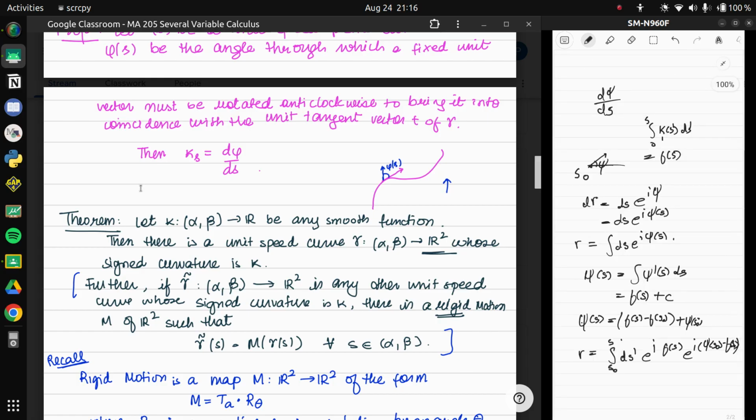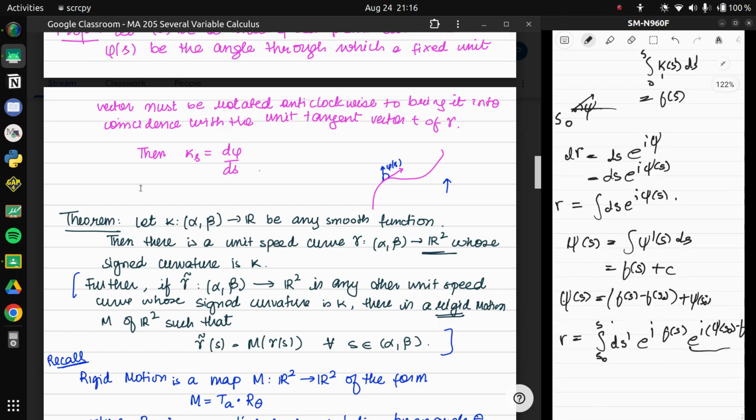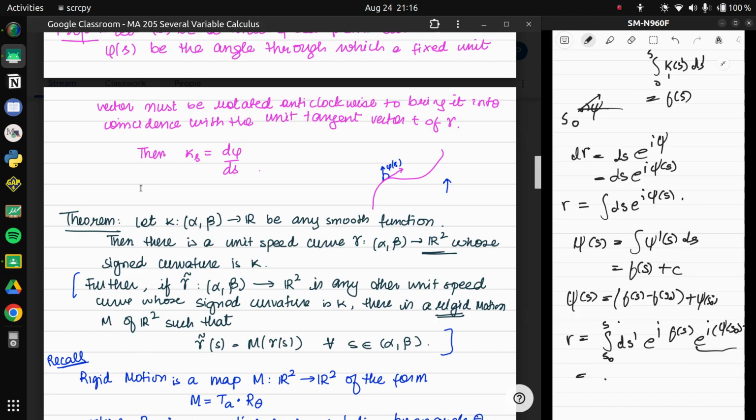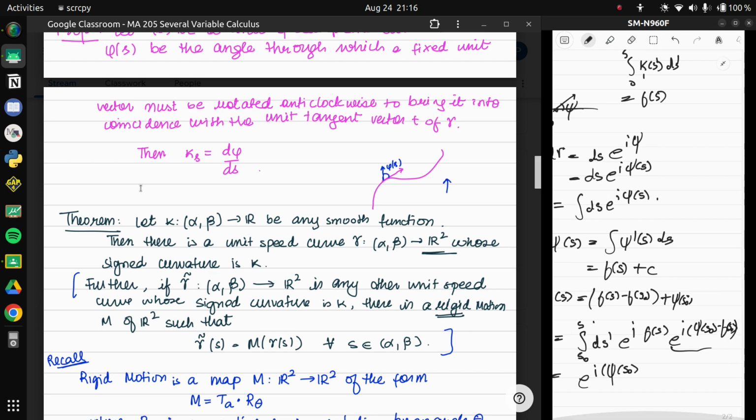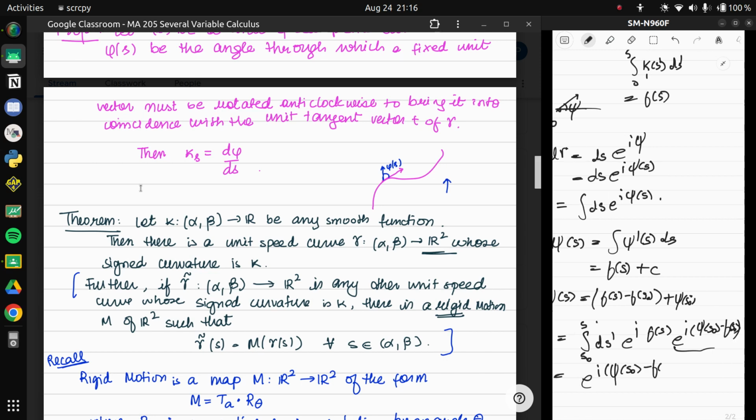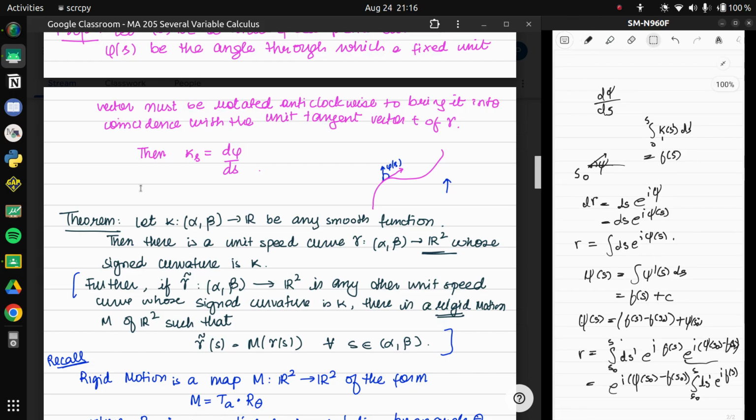Cool. And so this is the thing, right? Notice that this is just some sort of constant, you can take it out, so it becomes e power I psi of s naught minus f of s naught. And then this integral, integral of s naught to s ds dash, and then e power I f of s dash. That's amazing. Now what I can do is set s naught to be 0, and you're going to add some stuff to that. So just move all of this down.